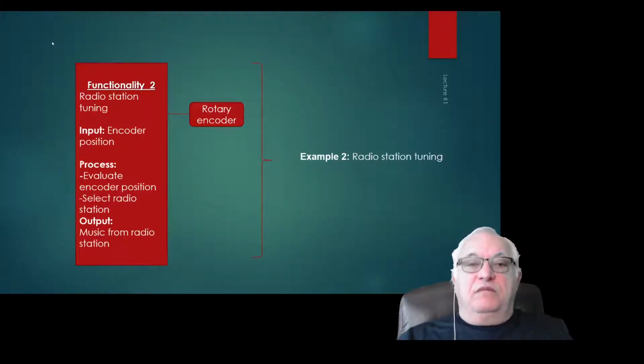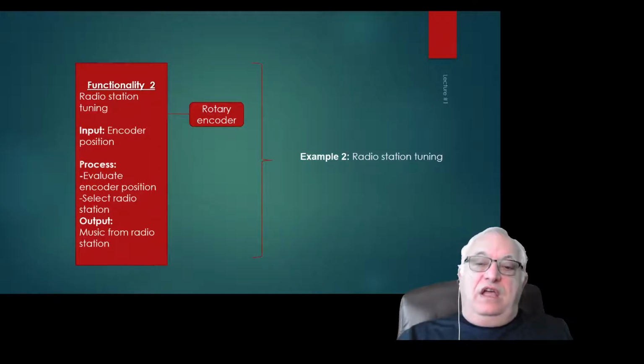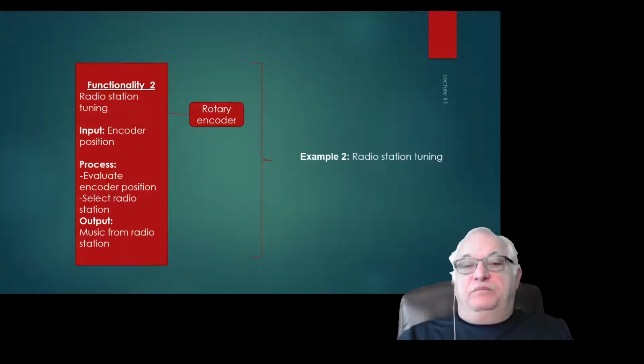Okay, in this case, my second example is a radio station tuning. So what you have is a radio that gets tuned by a rotary encoder that is analyzed by the software. In the old days, you would have an analog knob that you would move. It would be basically like a potentiometer that gives you different voltage. But these days, with the new technology, you use an encoder, which provides pulses that the software counts and decides which station it wants to go to.